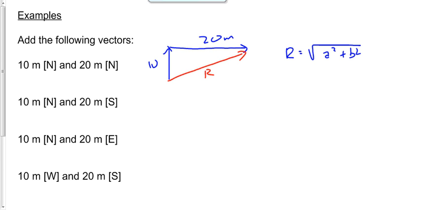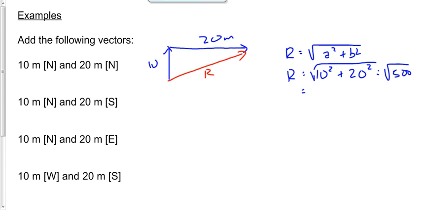Now, does it matter which one's a and which one's b? Well, as long as you use the 10 and the 20, it doesn't matter. We're going to say r is equal to the square root of 10 squared plus 20 squared, which is the square root of 500, which I believe is 22 meters. Is that right?